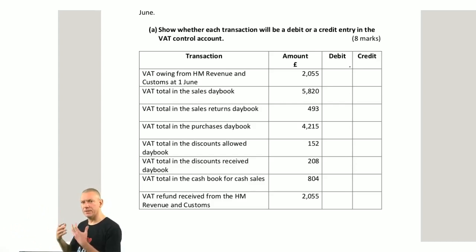So the classic VAT balance brought down is a credit balance where I owe them. So there is a balance owing to the authorities. And when there is a balance owing to the authorities, we have a credit balance.